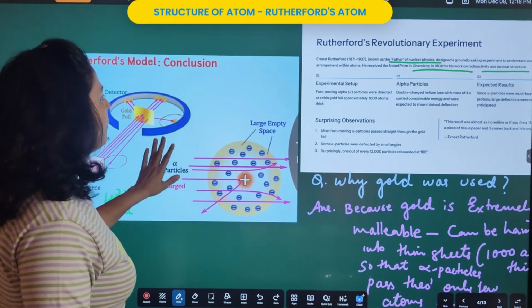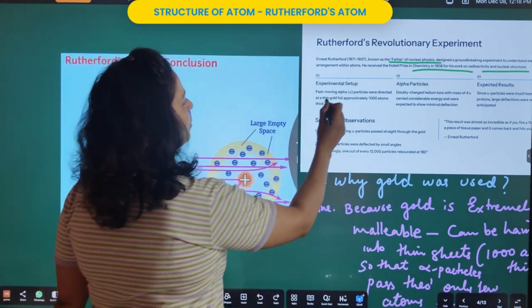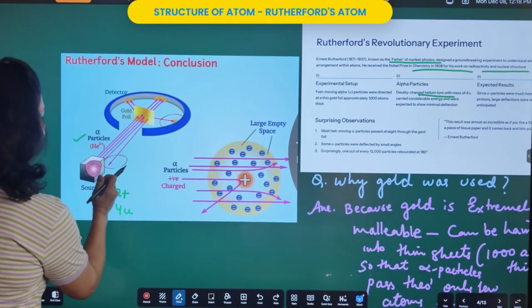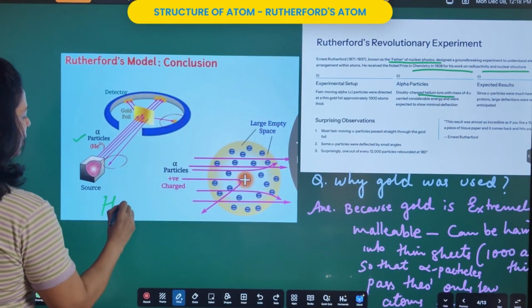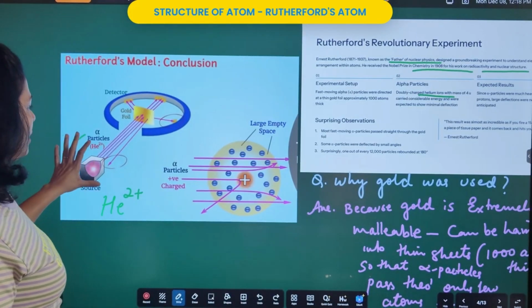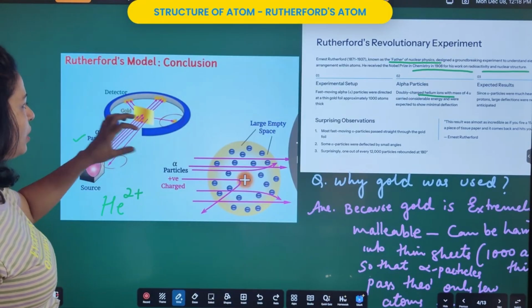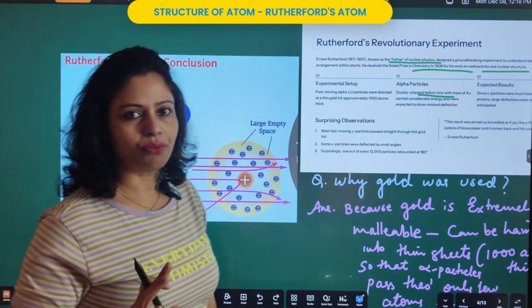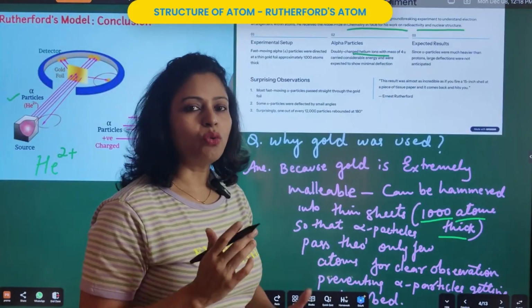Okay, so alpha particles are doubly charged helium ions. These alpha particles were made to pass through the gold foil. Now why is this gold foil used? A very thin sheet of gold foil is used. Now why is gold foil used?